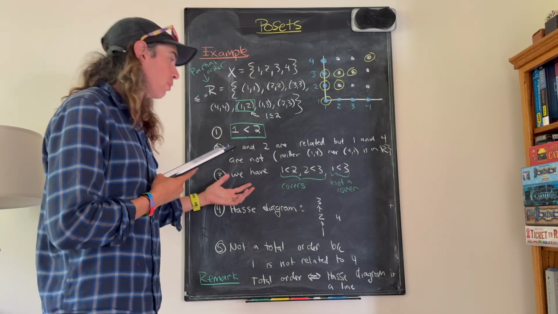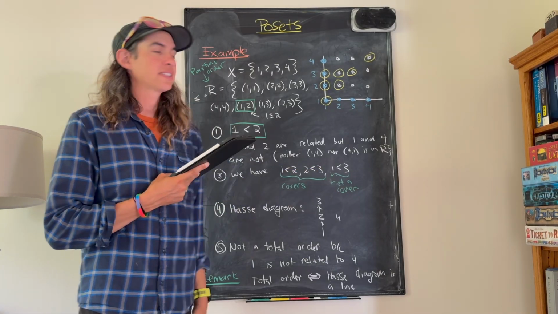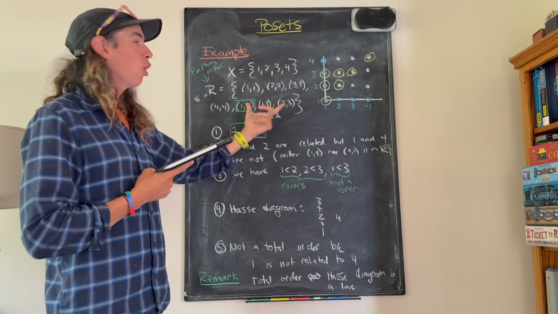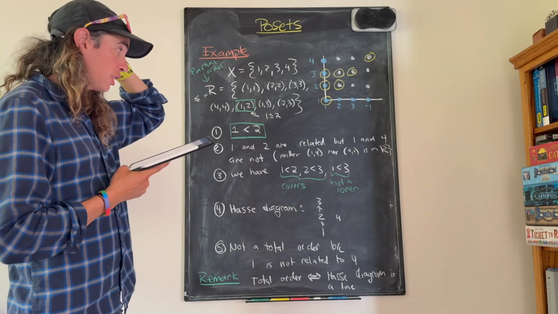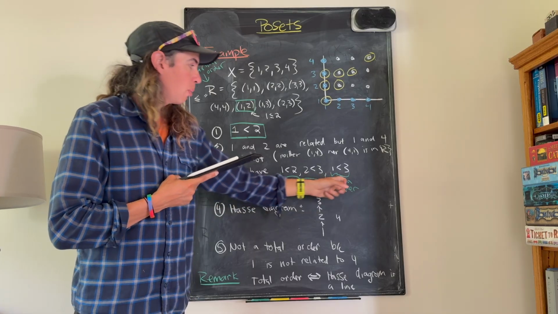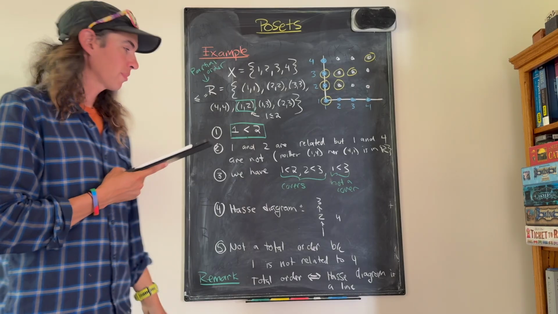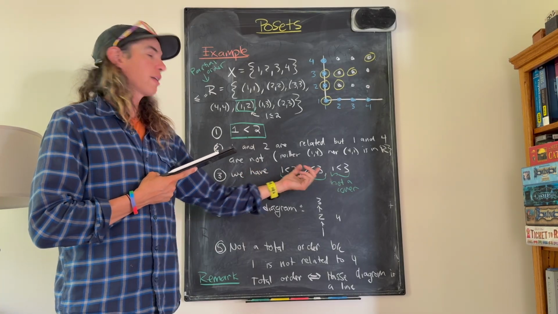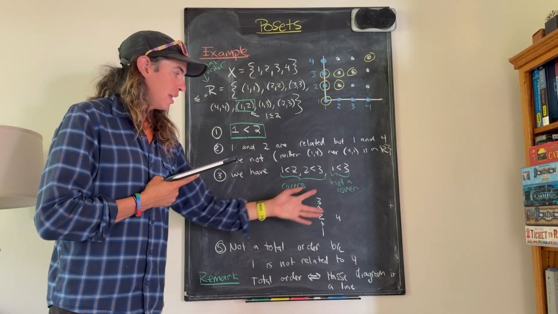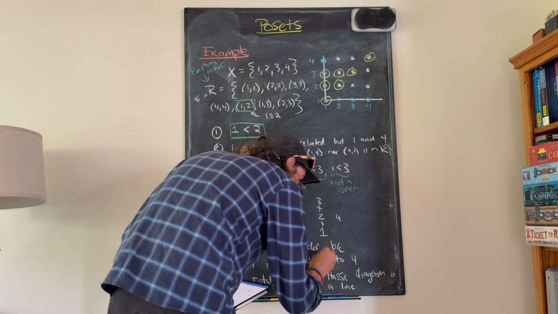Okay, so number 3, we have 1 is strictly less than 2, 2 is strictly less than 3, and 1 is strictly less than 3. All of those are true: (1, 2), (1, 3), and (2, 3) are all in the relation. However, 1 to 2 and 2 to 3 are both covers, but 1 to 3 is not a cover because 2 is in between 1 and 3. Nothing is in between 1 and 2, and nothing is in between 2 and 3. And then the Hasse diagram is this diagram here. Maybe this is easier if I draw it like that.